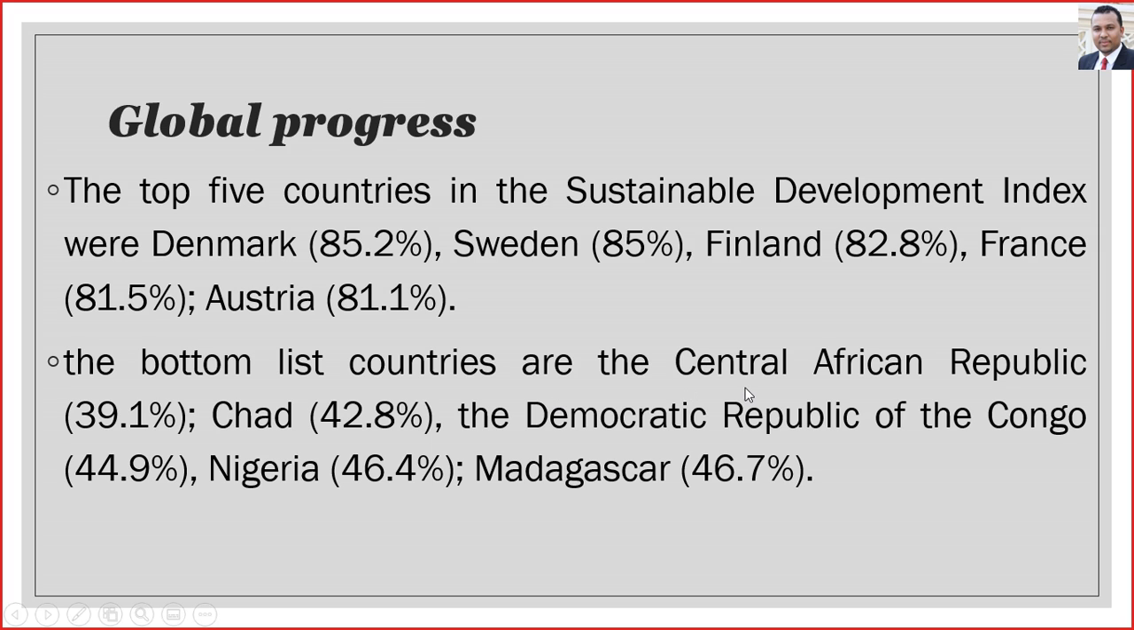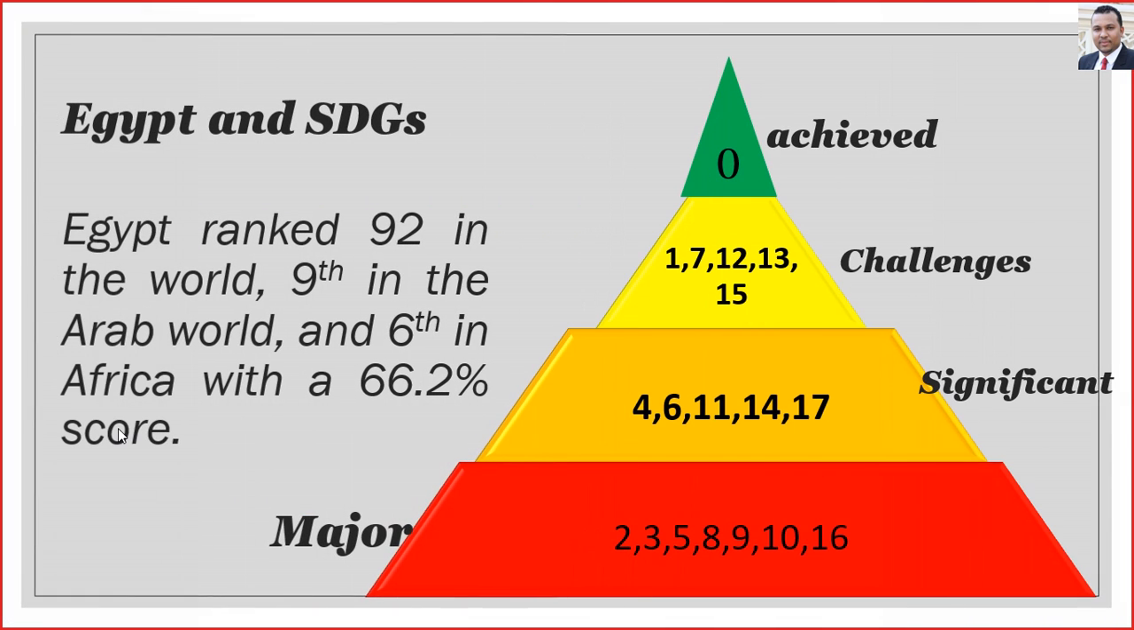The bottom list is mainly in Africa. So, Central African Republic achieved, for example, 39.1%. So Denmark is number 1 and the last is Central African Republic with 39.1%. What about Egypt? Egypt and Sustainable Development Goals.